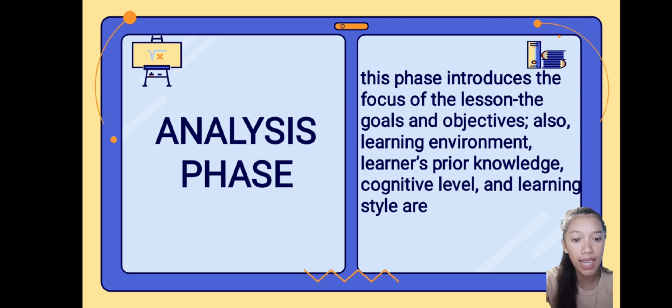In the analysis phase, the instructional problem is clarified. The instructional goals and objectives are established, and the learning environment and the learner's existing knowledge and skills are already identified. Here are some questions to think about during the analysis phase. For example, who your learners are, and what the overall goals are that you are trying to achieve.